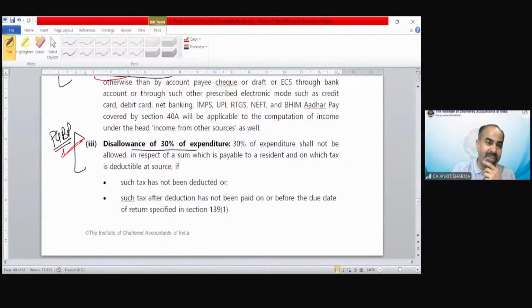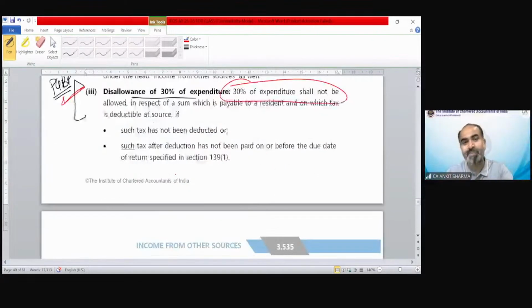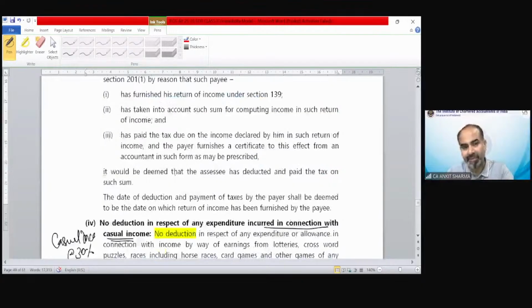In the same case, PGBP, if the payment has been made to a resident and TDS has not been deducted up to the due date of ROI, then 30% of this expenditure would not be allowed as your expense. 70% is allowed, but 30% would be disallowed. The balance 30% would be allowed as deduction in the year TDS has been deducted and deposited. Clear?